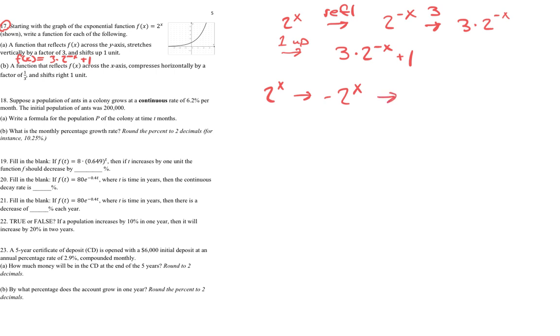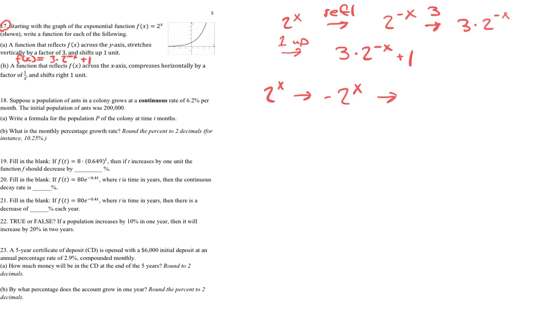And then next, we're told we compress it horizontally by a factor of 1/3. Whenever we're adjusting things horizontally, we have to look at where we adjust our x up here. So if we're compressed horizontally by a factor of 1/3, that means we're actually going to be multiplying by the reciprocal of that, which is 3. It seems counterintuitive, but if you plot a bunch of points, you'll see that you have to multiply by that reciprocal in order to get it to work.